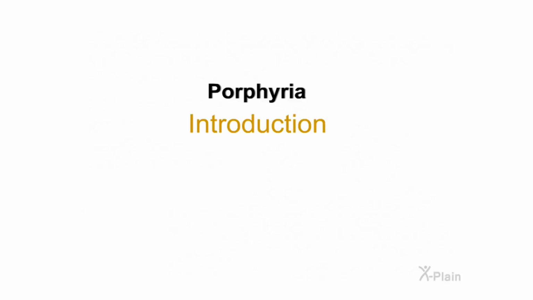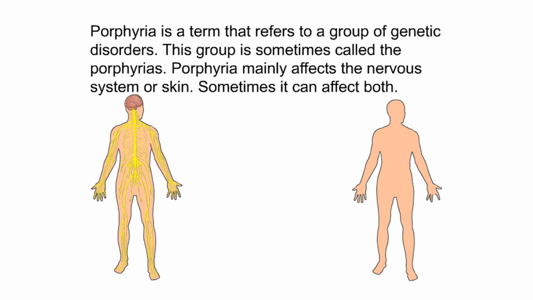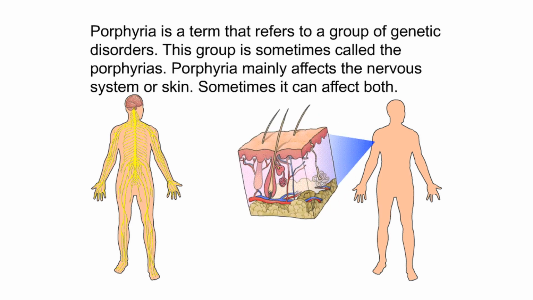Porphyria. Introduction. Porphyria is a term that refers to a group of genetic disorders. This group is sometimes called the porphyrias. Porphyria mainly affects the nervous system or skin. Sometimes it can affect both.